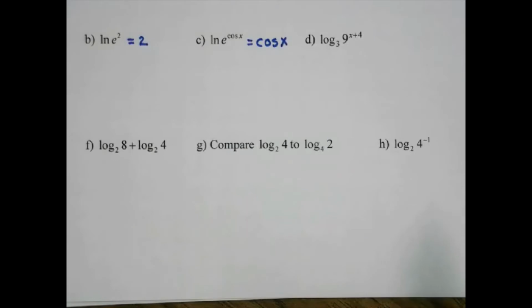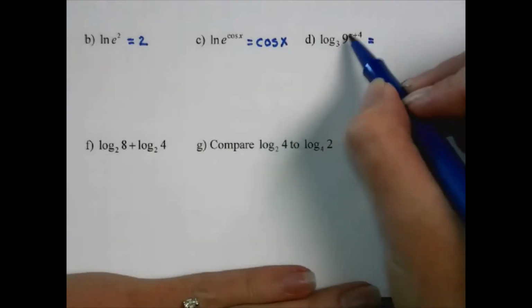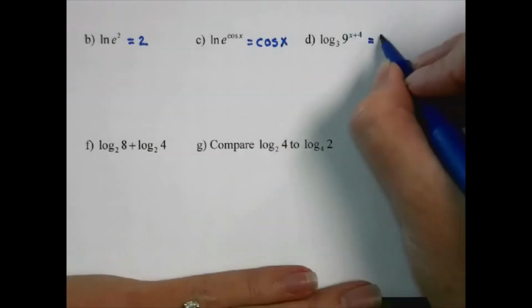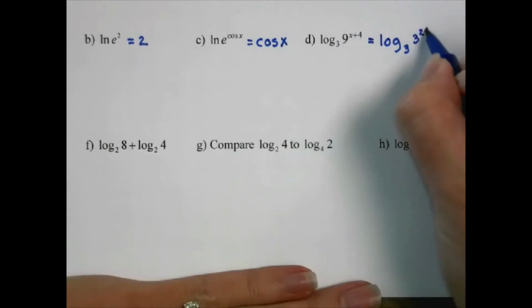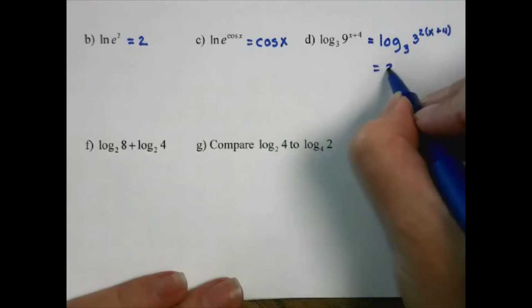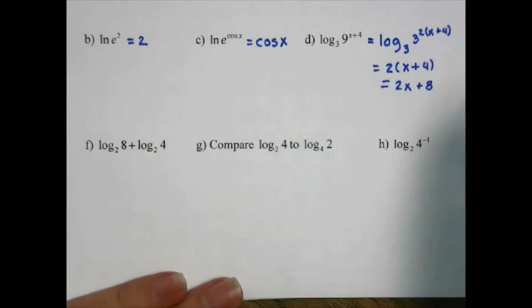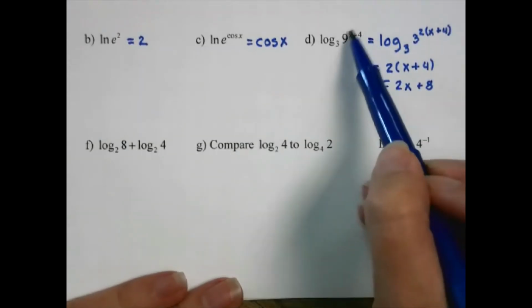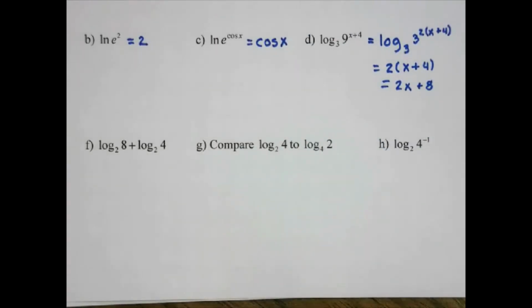There's a couple different ways we can handle this one. In the notes, I did it one way. I'm going to show you a different way here in the video. So log base 3 of 9 to the x plus 4. I can rewrite this as log base 3 of 3 squared, and then the log base 3 power cancels. So then this is 2 times x plus 4, which is 2x plus 8. In the notes, what I did is I took this, multiplied it down, evaluated log base 3 of 9, which is 2, and then multiplied that way.